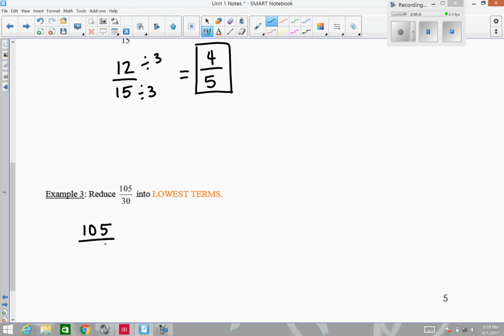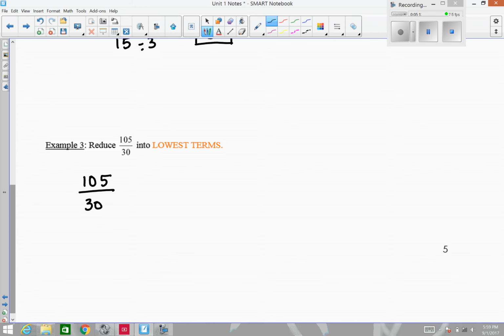This is an improper fraction. My numerator is larger than my denominator, but I still want to reduce it and get it into lowest terms. Now here's a case where I don't, off the top of my head, know what the factors are of 105, and I would not be able to figure out what the greatest common factor is between 105 and the 30. So I'm going to go ahead and use that prime factorization method.